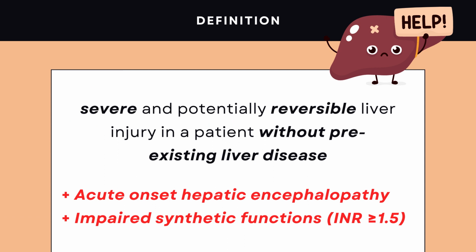Let's start with the definition. Acute liver failure is defined as a severe and potentially reversible liver injury in a patient without pre-existing liver disease. The hallmarks of acute liver failure are acute onset of hepatic encephalopathy and impaired synthetic functions of the liver.